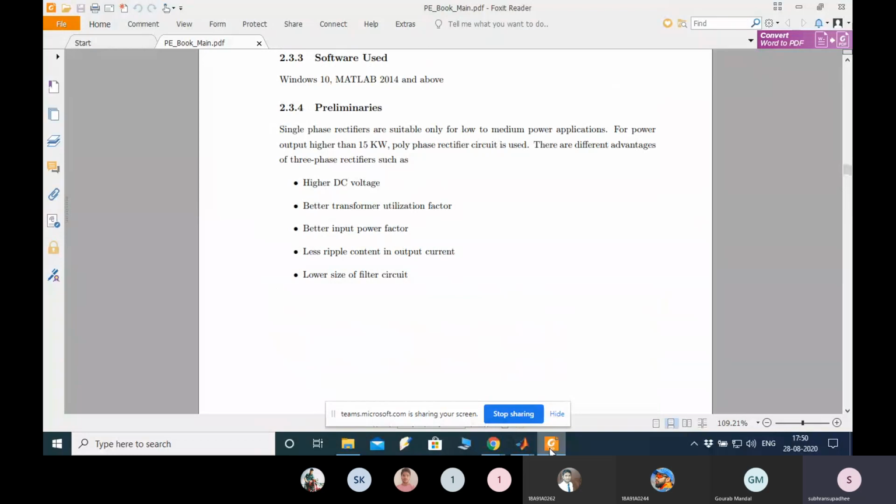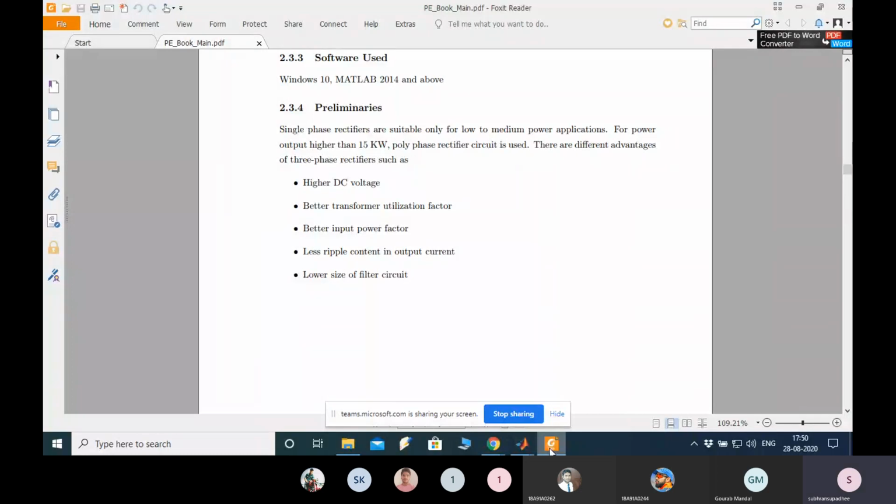Basically, for output power higher than 15 kilowatt, we use a polyphase circuit. If you require an output power higher than 15 kilowatt, you need a polyphase circuit. In a polyphase circuit, you have a better transformer utilization factor, better input power factor, and lesser ripple content in the output current. Also, because of the higher transformer utilization factor, the size of the filter components will be lower.